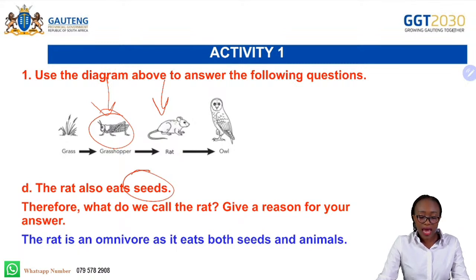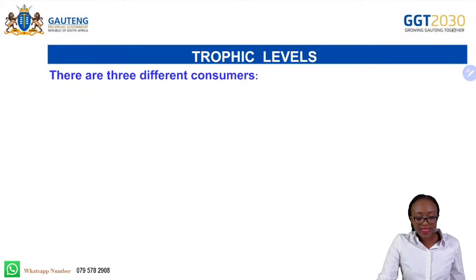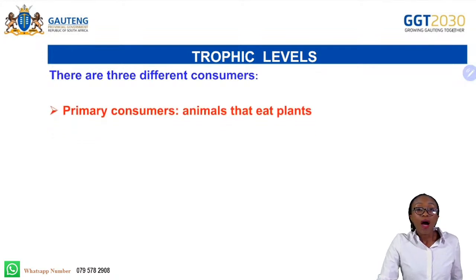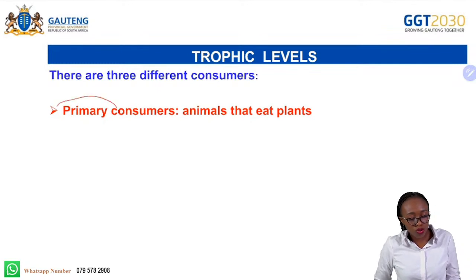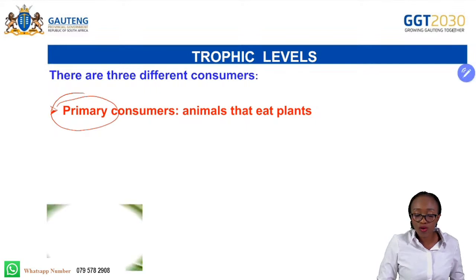Now let's talk about the trophic levels. There are three different consumers. Now, one, we have what are called primary consumers. These are animals that eat plants. What does that remind you of? It reminds you of the herbivores.